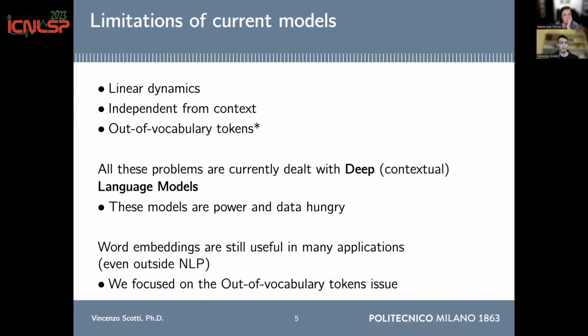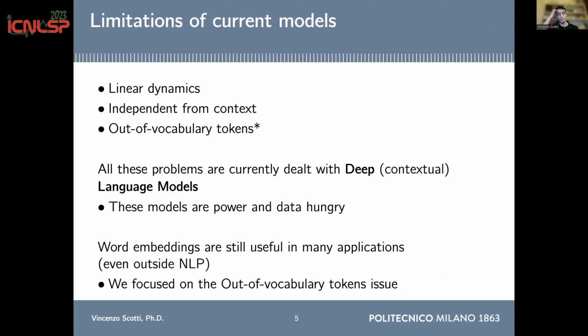All these models are actually quite limited, despite being very powerful, because they mostly learn a linear dynamic. They produce representations that are independent from the context, so from where a word actually appears, and they cannot manage out-of-vocabulary tokens. Now, there is an asterisk there because actually FastText can manage this concept to some extent because it also builds its representation from subword pieces, so from character-level embeddings too, not only from the embedding of the single word.